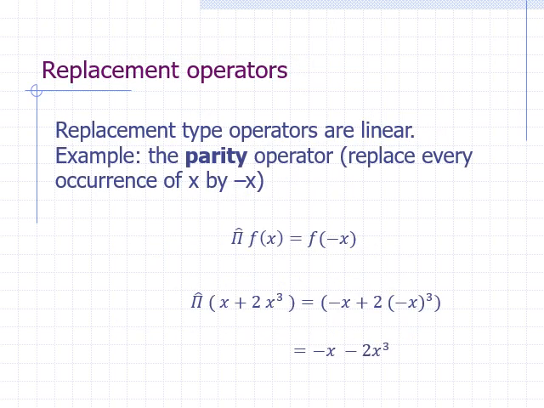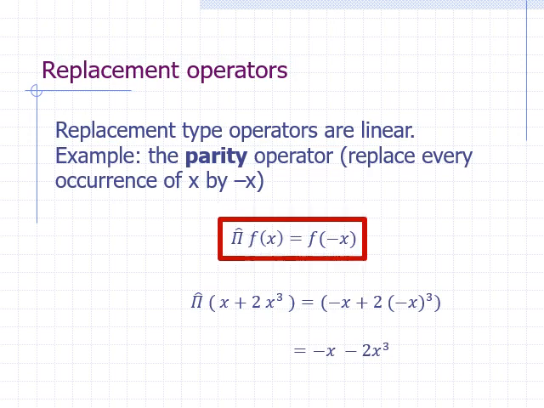Let's take a look at some common types of linear operators that we encounter in quantum mechanics. It would be a good exercise for you to try to prove that they are in fact linear. Replacement type operators are defined by specifying the variables that the function depends on, which ones to replace, and how. An example of a replacement type operator is the parity operator, which is typically represented by uppercase pi hat. It is defined this way.